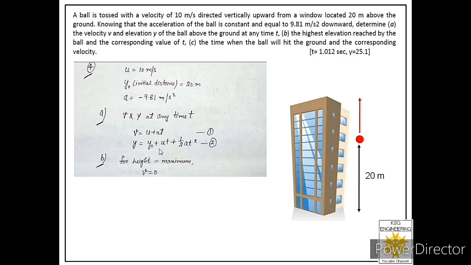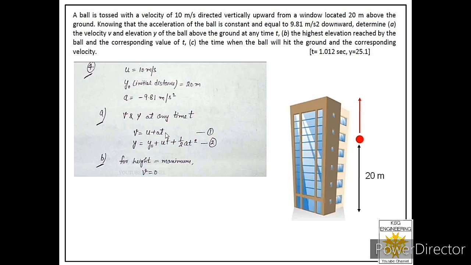Over here we have two equations, and for the B part we have applied the logic that the final velocity of the ball will be 0 for the maximum height attained, and final velocity is available only in this equation. So let us see what we can find from this equation. When we put final velocity equal to 0 in this equation, we will get the value of t, because we know the initial velocity of the ball, that is 10 meter per second. We know the acceleration of the ball, that is minus 9.81.